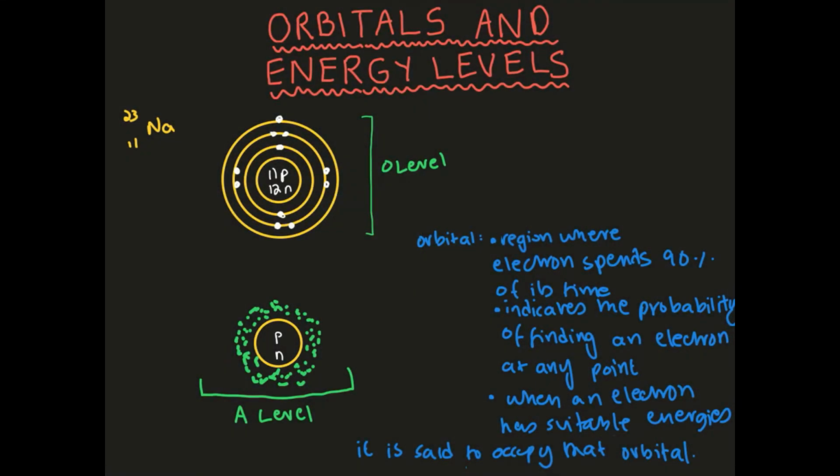Hi guys, today we're going to be taking a look at orbitals and energy levels. So the first thing that we're going to be doing is looking at the O-level electronic configuration. So we're going to start off with sodium.